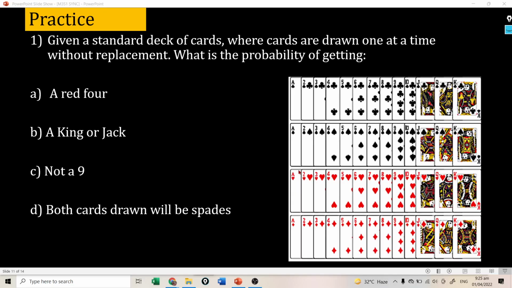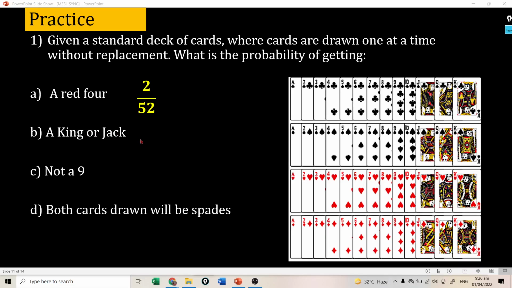So, given a standard deck, drawn one at a time, without replacement, what is the probability of getting a red 4? How many red 4s are there? 4 of hearts, 4 of diamonds, out of 52. So that's 2 in 52. Easy, right?